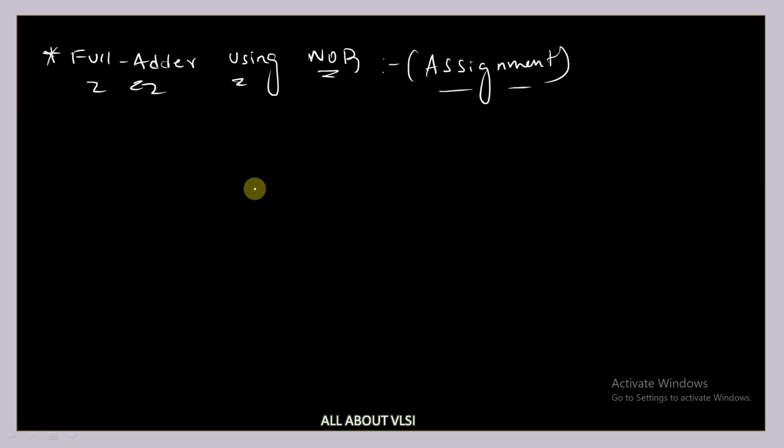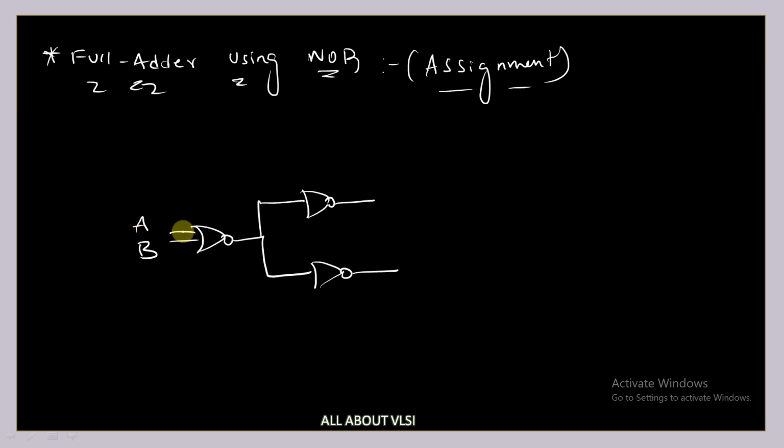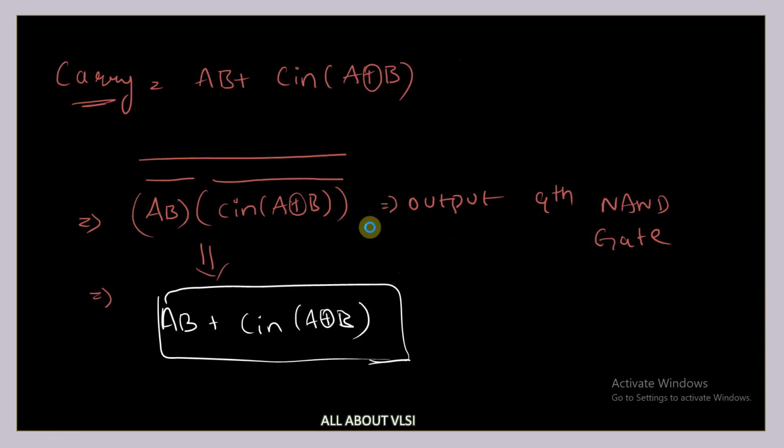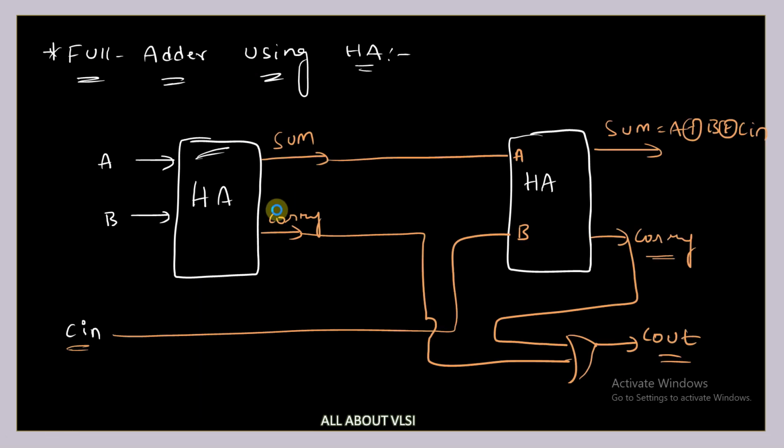For implementing a full adder using only NOR gates, again we are going to follow the same method. First I am going to implement my NOR gates. I will take the same expression. This is my NOR gate, this is A, B, and from here I am going to get the output. Did we implement the half adder using only NOR gates? Have we done that? Yeah.